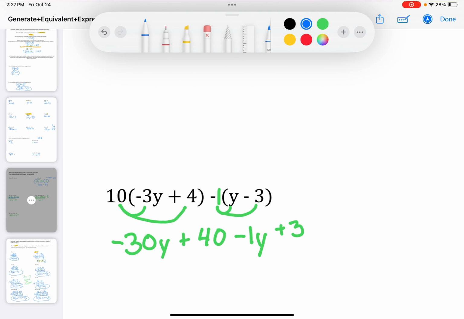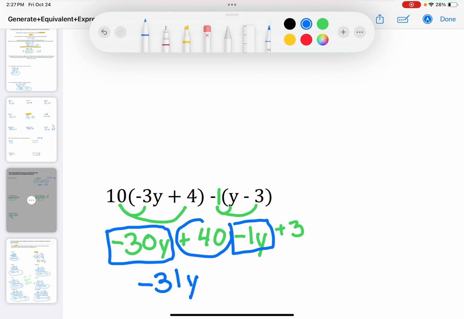So let's combine. I have negative 30y minus 1y, so that's negative 31y. And then 40 and plus 3 would be plus 43. Final answer.